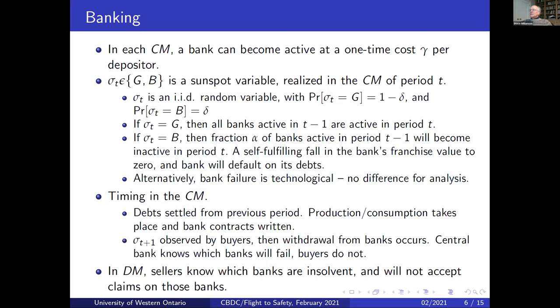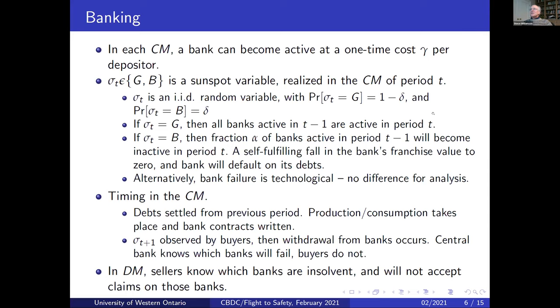Okay, and then once we get to the decentralized market following that, the sellers have a little more information. Not only have they seen the sunspot variable sigma t equal b, but they know which banks are insolvent. So sellers will not accept some claims. They won't accept the claims on banks that are actually insolvent and won't pay off on their deposit claims.